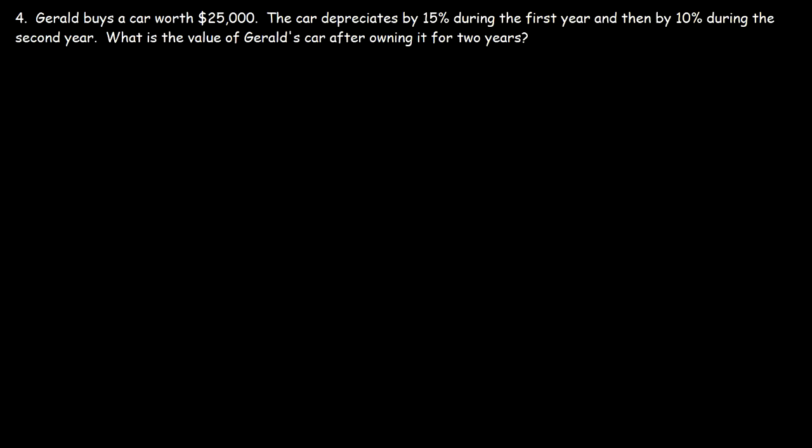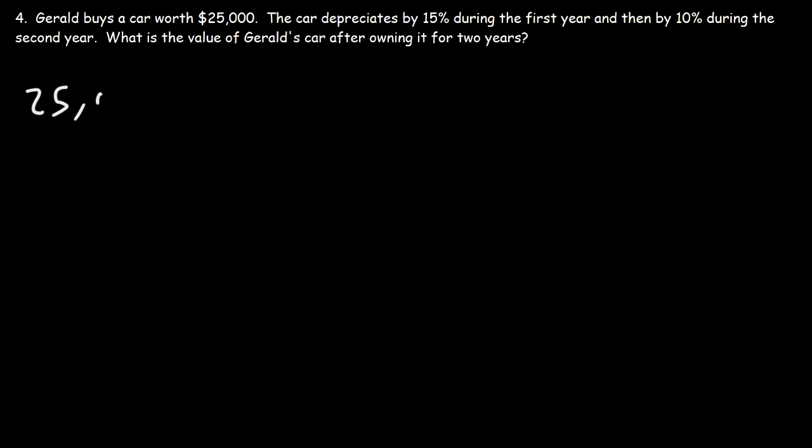Number 4. Gerald buys a car worth $25,000. The car depreciates by 15% during the first year and then by 10% during the second year. What is the value of Gerald's car after owning it for 2 years? Now we can't combine 15% and 10% and say that his car is going to decrease by 25% over 2 years. It doesn't work that way. We need to do this one step at a time.